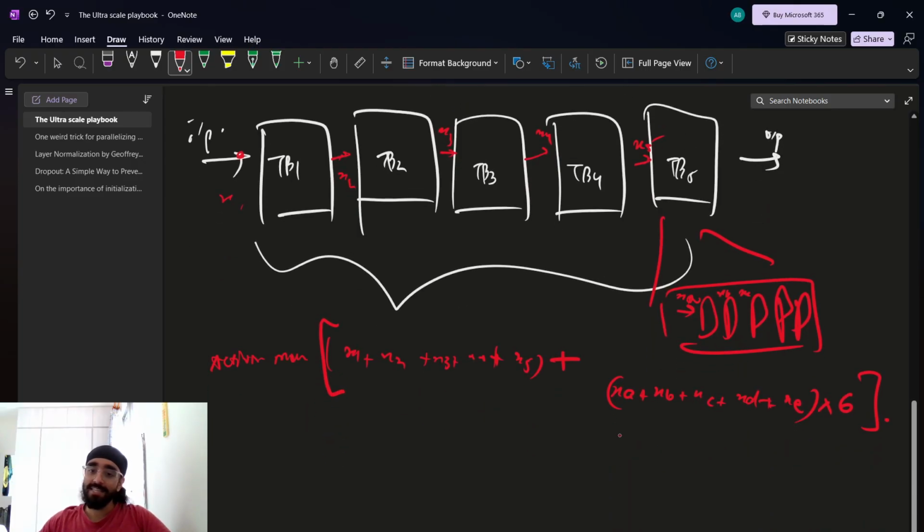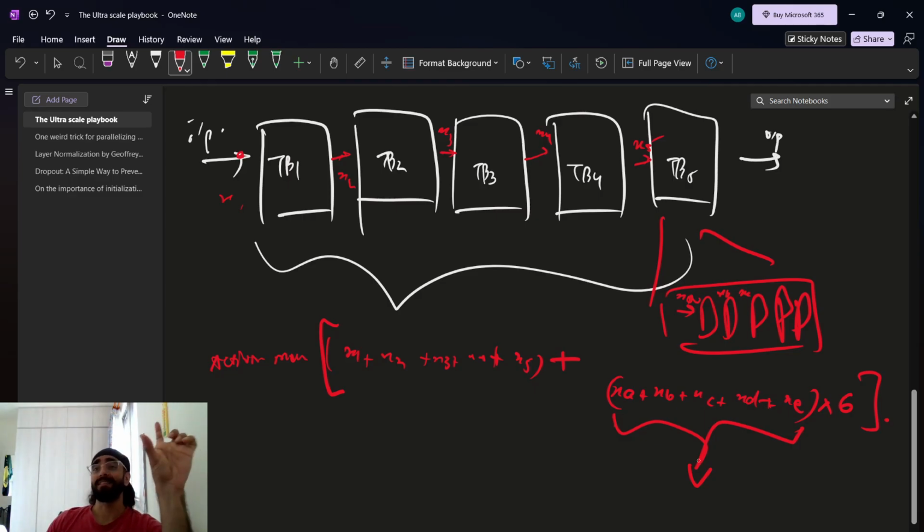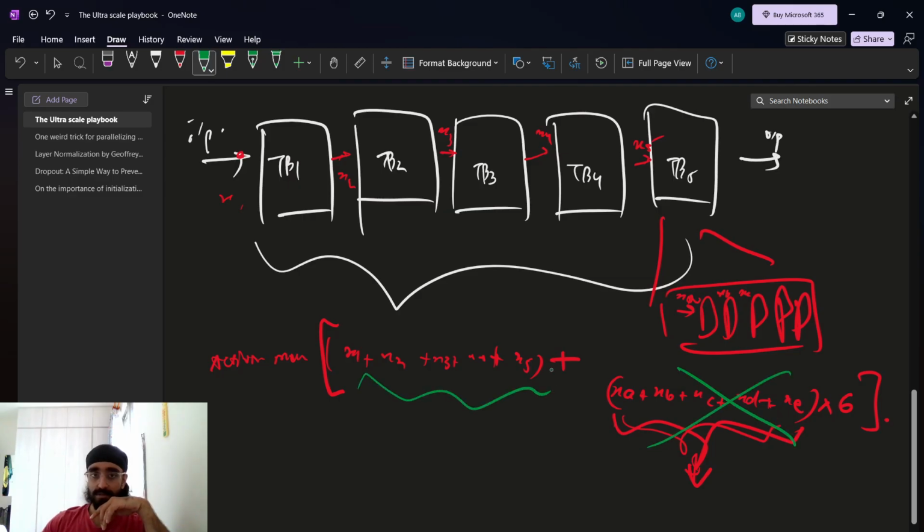So you can see that this can be very expensive because we need to store the activations for each layer, and this amount could be very high because if the transformer architecture is deep, then all of this would be very high. So we'll get an out of memory error. So what we do instead is to not store all of this, just store this.